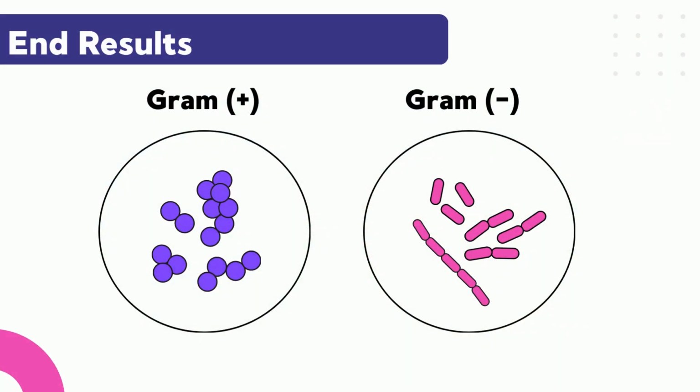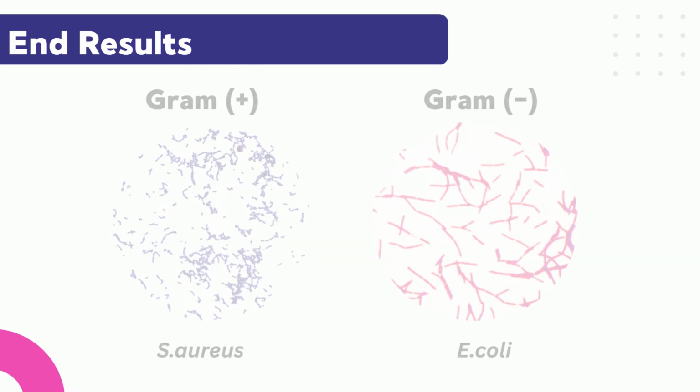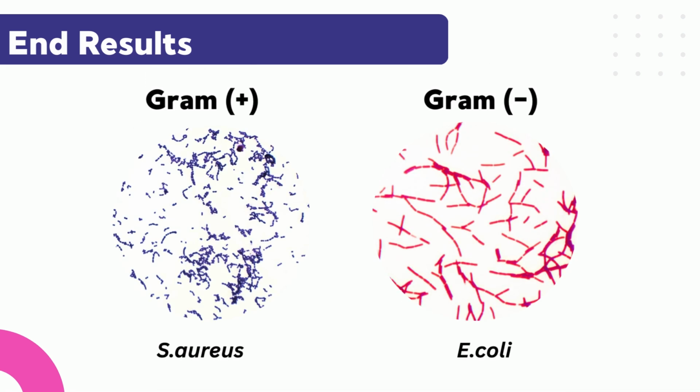Our end results show that gram-positive bacteria retain the primary stain and stay purple, while gram-negative bacteria take up the counterstain, gram's safranin, and appear pink or red.